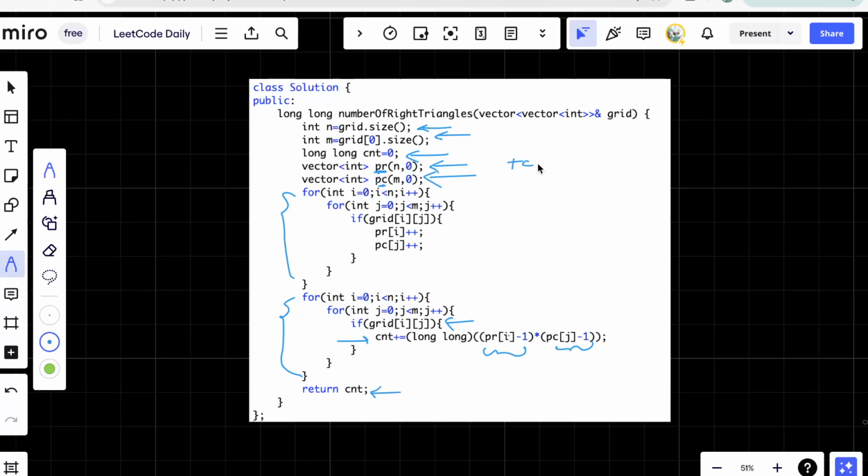Now let us discuss the time complexity for this. Obviously it is going to be big O of n cross m, and space complexity is going to be big O of n plus m because you are using the two vectors. So I hope now the solution is clear.